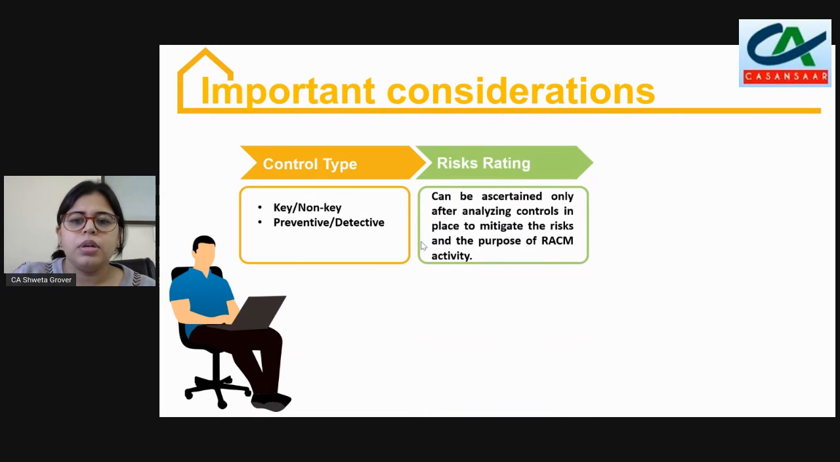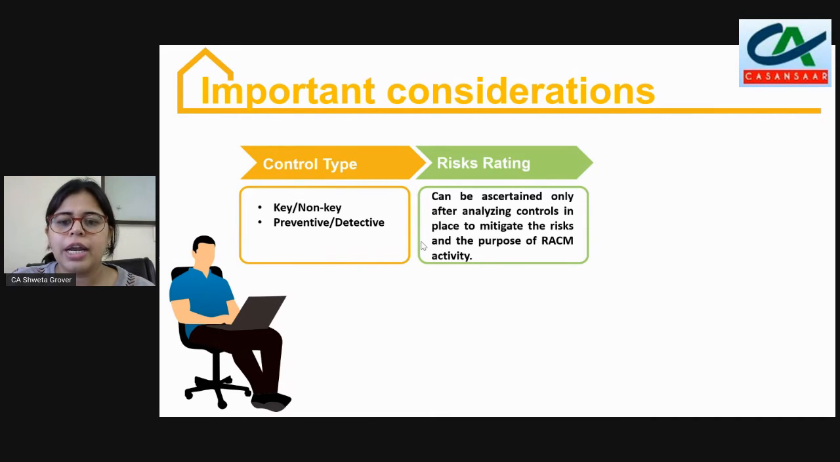Risk ratings. Now, as I said earlier, risk rating is very important and it depends on the risk which you have mentioned earlier. When you are mentioning risk, you are mentioning the probability and the impact, and that helps you define the risk rating. Risk rating can be ascertained only after analyzing the controls in place to mitigate the risk and the purpose of the RACM activity. So risk rating depends on two aspects.